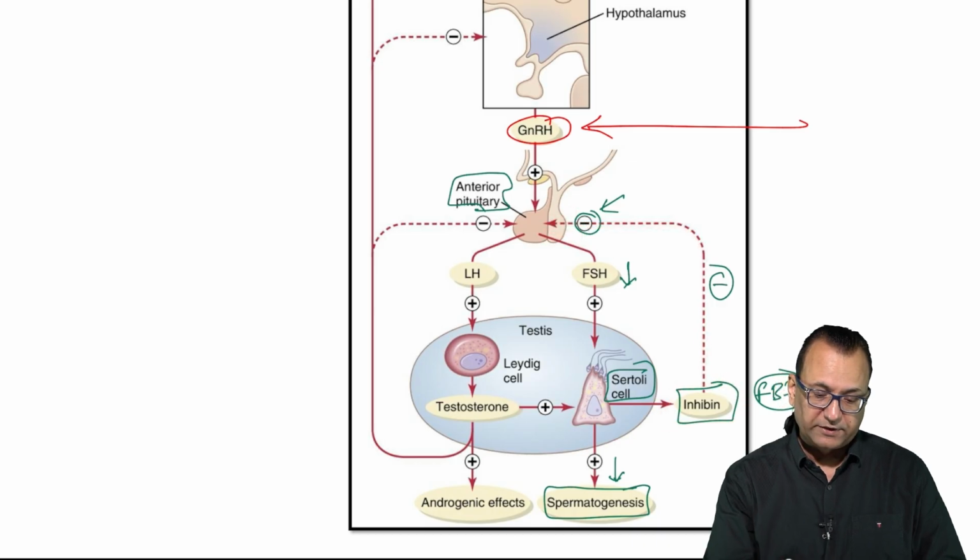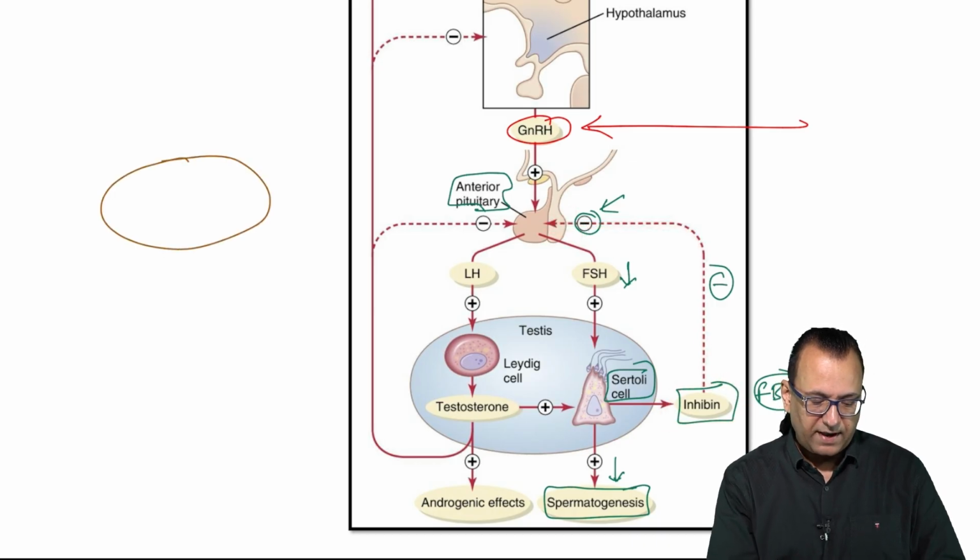Now what about females? If you look at the females, you will have this ovary. In the ovary you will have these oocytes. Around the oocytes you will have these granulosa cells, and those granulosa cells are working under FSH.